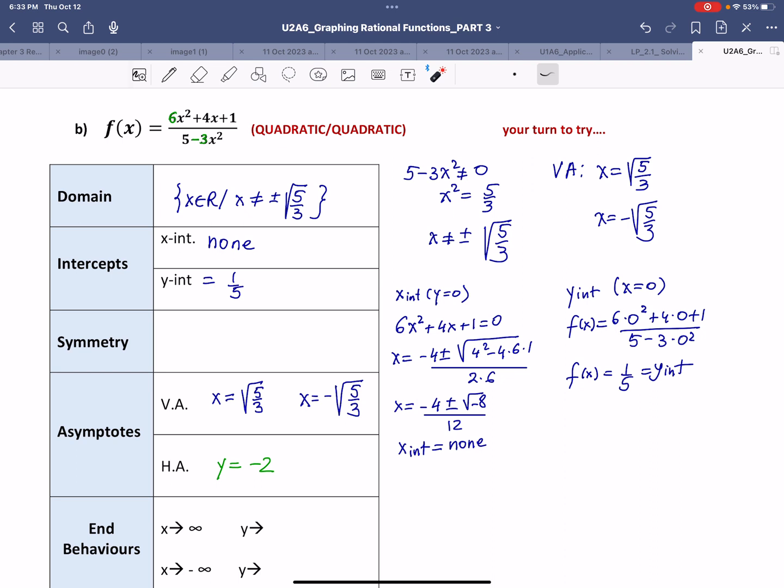And when a function has symmetry, it means we are going to do half of the work of drawing the graph, because once you figure out one half of the graph, the other half will be symmetrical about it, whether it is odd or even. So for symmetry, we always start off with determining f of negative x.